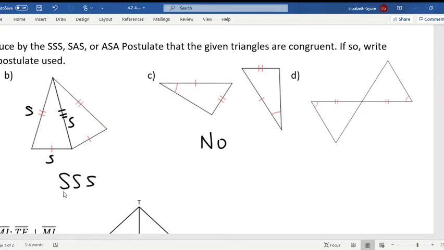What about part D? Look, angle, side, angle, because we also have our vertical angles here in the middle, right? So we have an angle, a side, and an angle. That one does not spell anything offensive, so we are good to go.